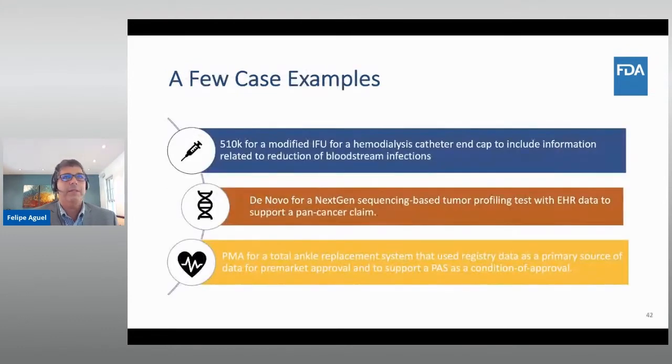Next slide, please. Some additional case examples include a 510K for modification of the label for a hemodialysis catheter, NCAP, to include information related to reduction of bloodstream infections, a de novo for a next-gen sequencing-based tumor profiling test with EHR data, and a PMA for a total ankle replacement system that used registry data as a primary source of data for a pre-market approval, and then subsequently to support a post-approval study as a condition of approval. Next slide, please.